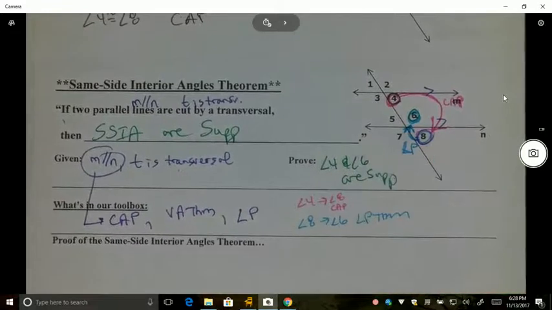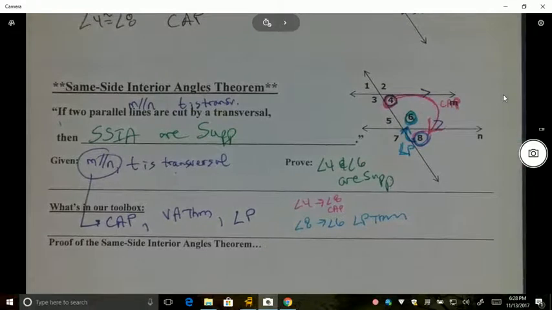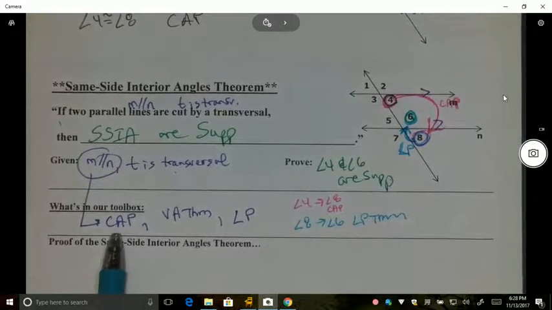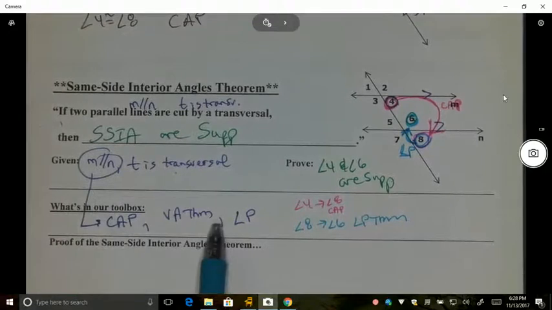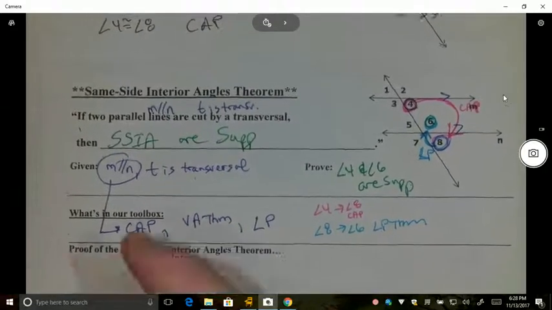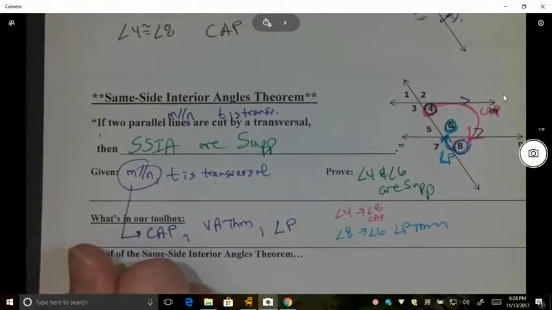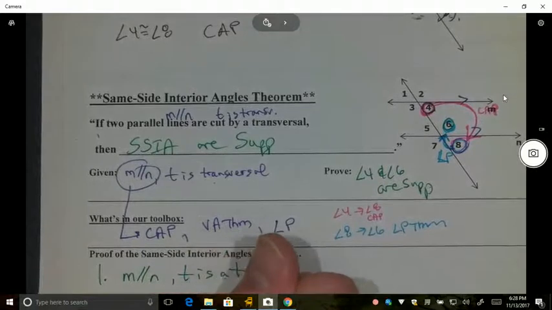So when I do this, I'm looking at how can I get from 4 to 6 with either corresponding angles, because I have parallel lines. If I didn't have that, I couldn't use this. Vertical angles or linear pairs, I can always use. Our first step of this proof is that M is parallel to N and T is a transversal.